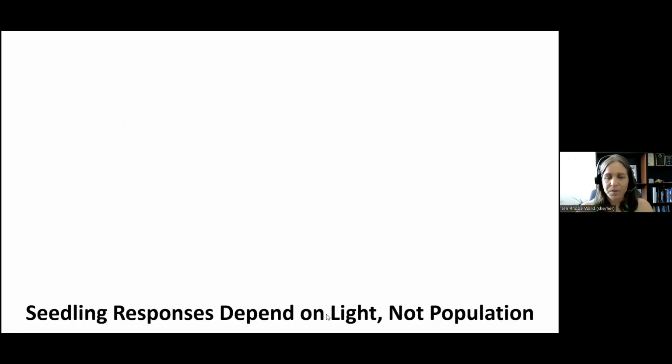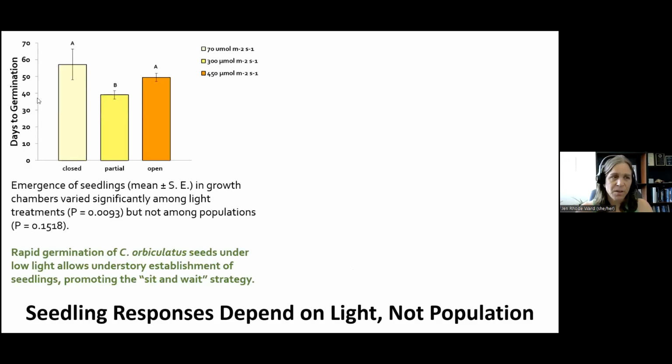Now the seedling responses did not vary by population. So if we started with seedlings, they depended on light level, but there wasn't any population level difference. So if we look at how many days it took them to germinate, I've mushed together all the populations in these data because they weren't variable. So here's the closed canopy, the intermediate light level, and the high light level.